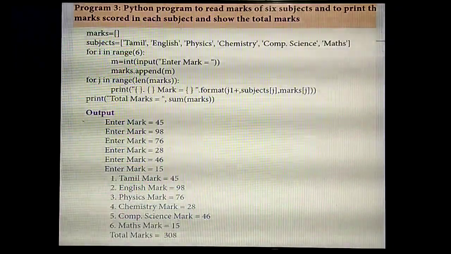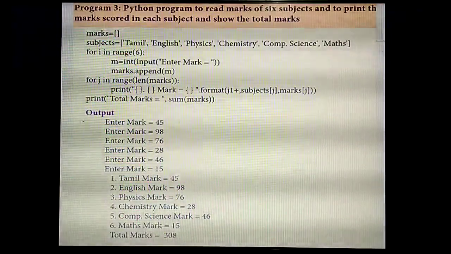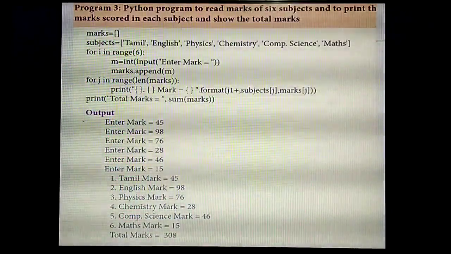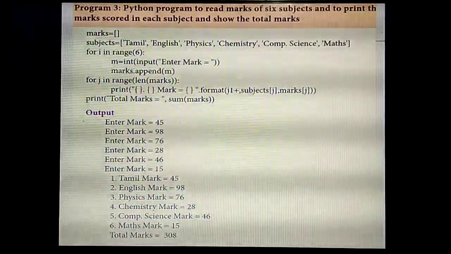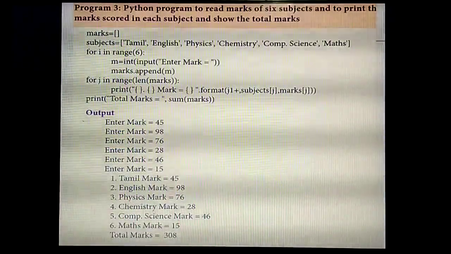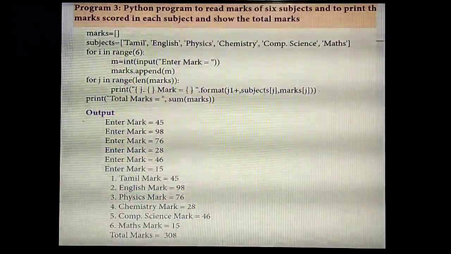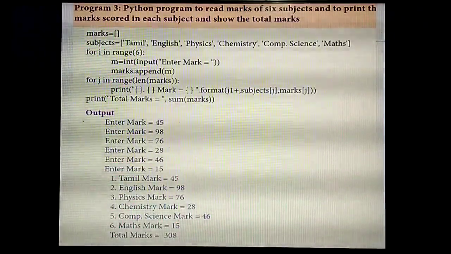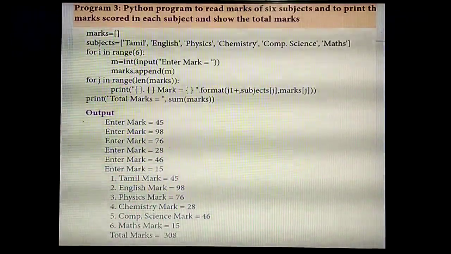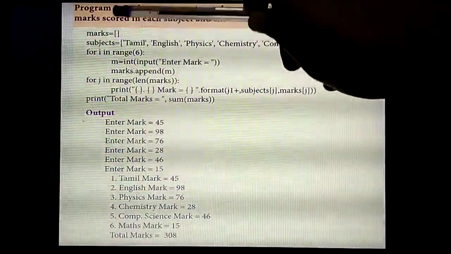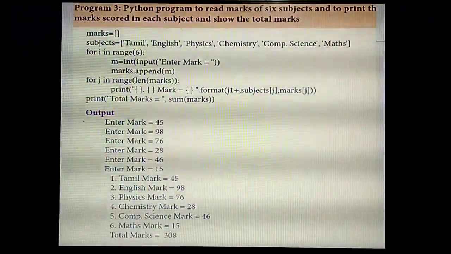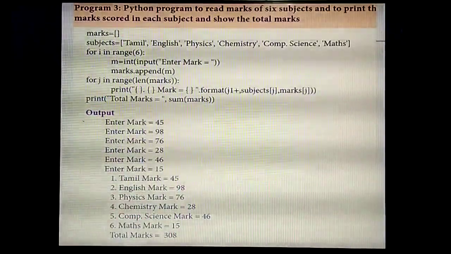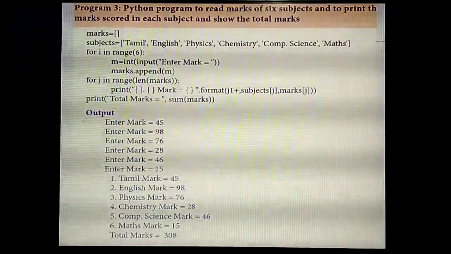First, which list are you going to create? An empty list. What's the symbol used for an empty list? Simply a square bracket. What's the name of the list here? marks. Inside marks you are not entering any marks now. Initially, will you enter any marks? No. So initially you are creating an empty list called marks.